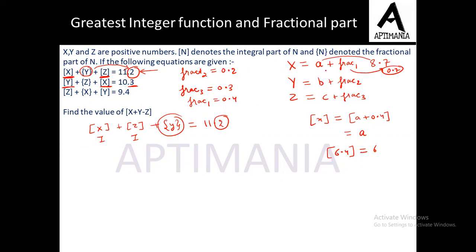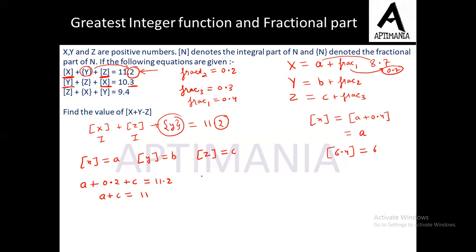So we have x as a plus the fractional part of x, but while calculating the greatest integer function we can simply remove the fractional part. So this equals a, the greatest integer value of y equals b, and similarly the greatest integer value of z equals c. Now substituting these values in the equation: greatest integer of x, that is a, plus fractional part of y, that is 0.2, which we have already calculated, plus greatest integer value of z, that is c, must be equal to 11.2. From here we can see that a plus c comes out to be 11.